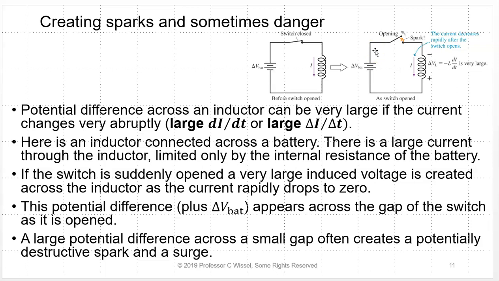In other words, if you have a large time rate of change of current. Here an inductor is connected across the battery. There's a large current through the inductor. In this case, it's limited only by the internal resistance of the battery and any other little internal resistances you have here. And it's not very much. Inductors and batteries are made to have the smallest internal resistance possible. If the switch is suddenly opened, a very large induced voltage is created across the inductor as the current rapidly drops to zero, and the inductor fights the change. This potential difference plus the delta V battery appears across the gap of the switch as it's open. A large potential difference across the small gap often creates a potentially destructive spark and a surge through the rest of the circuit.